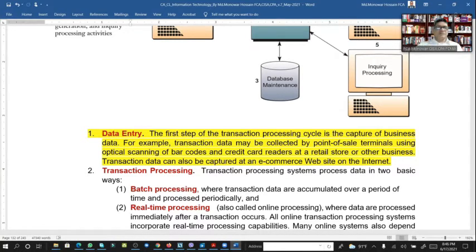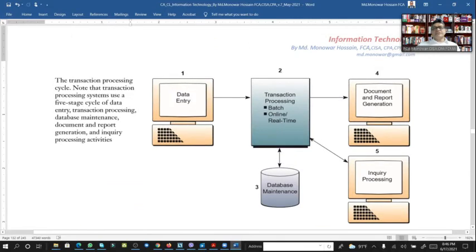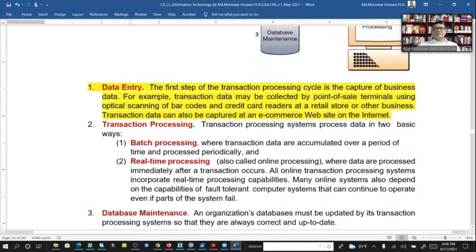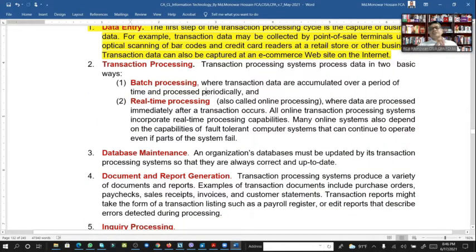Then transaction processing: batch process, online process, real-time process. A transaction processing system processes data in two basic ways. One is batch processing, another is real-time processing. In batch processing, transaction data are accumulated over a period of time and processed periodically, from time to time. Real-time processing, also called online processing, is where data are processed immediately after a transaction occurs.